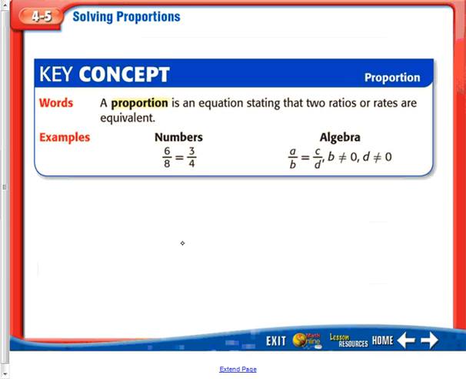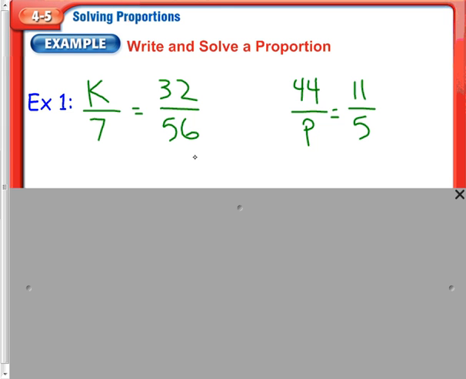So a proportion is an equation stating that two ratios or rates are equivalent. For this example, we have 6 over 8 equals 3 over 4. Here the constant of proportionality would be dividing by 2 to get to our new ratio. So again, whenever we say proportions, we're assuming that they are equal.